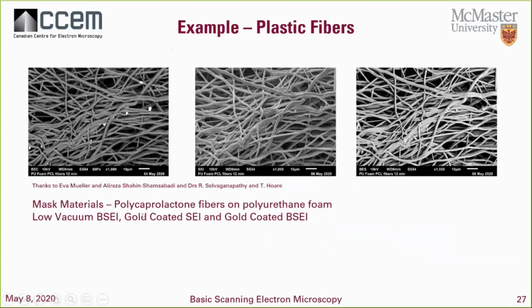So here we can see some plastic fibers, imaged firstly in low vacuum mode. We're just collecting a backscatter electron image there. And the other ones are gold coating with secondary and gold coating with a backscatter electron image. Now you will notice that we have some Z contrast here in the environmental image, but we lose quite a lot of it because we've done gold coating.